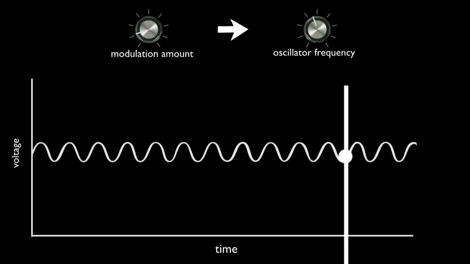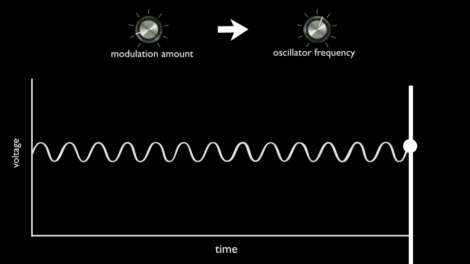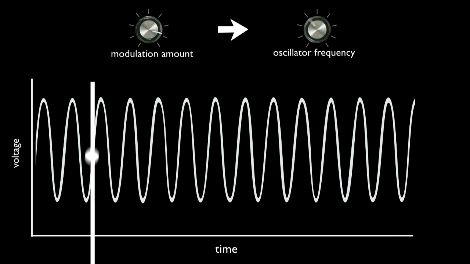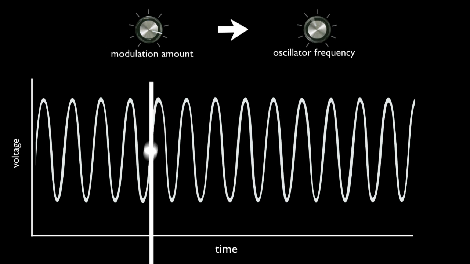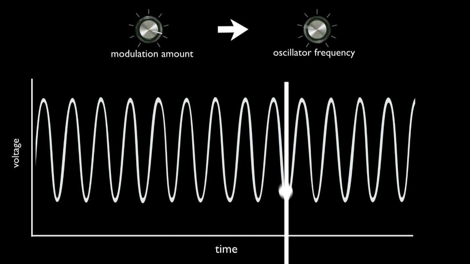Look at the oscillator frequency knob. See that slight turning? That's what this modulation is doing to the pitch of the oscillator. If the variance in voltage were large, look at the degree to which the oscillator frequency, the pitch of the oscillator, would vary.